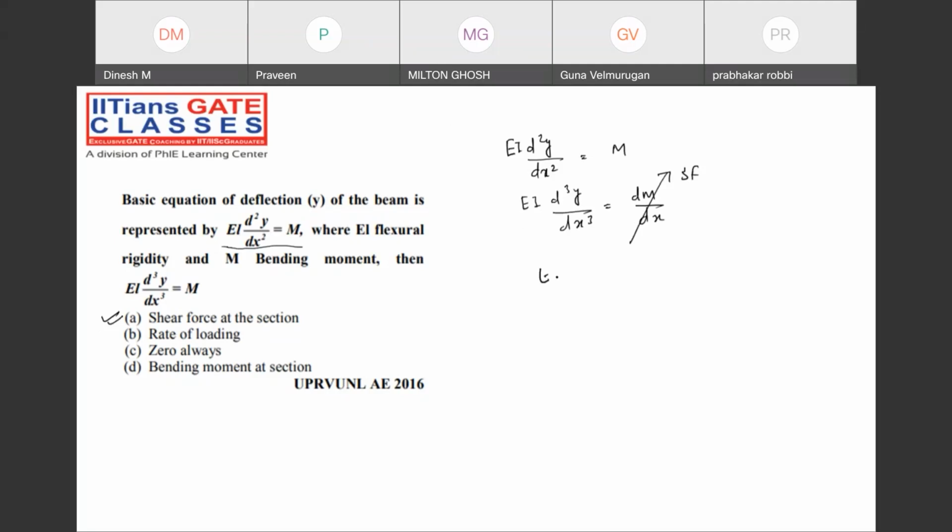Again, if I differentiate, what I will be getting? dF by dx, and that is my loading diagram, my loading. Very important.